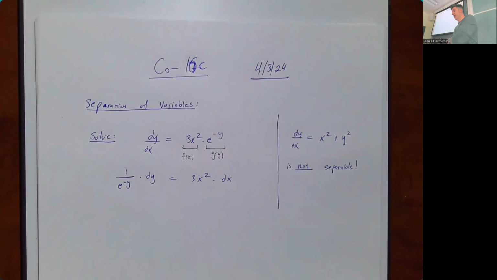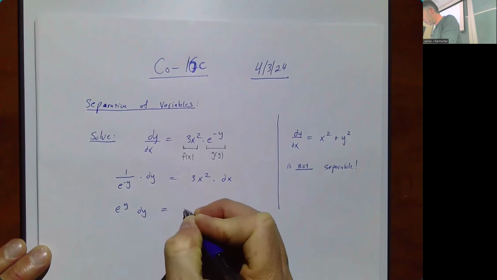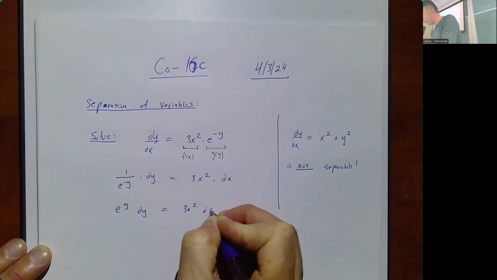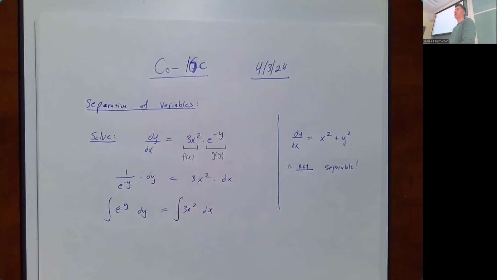Great. I would do one more thing before I started trying to solve this. I would rewrite the left-hand side as just e to the y. That's going to be easier to anti-differentiate. So I'm going to rewrite this as e to the y times dy equal to 3x squared times dx. And then I'm going to anti-differentiate both sides of this differential equation.